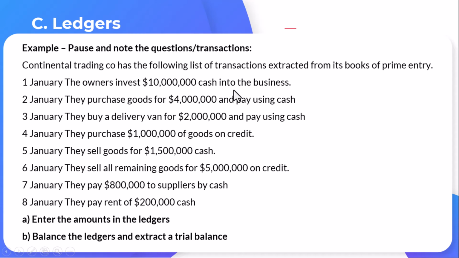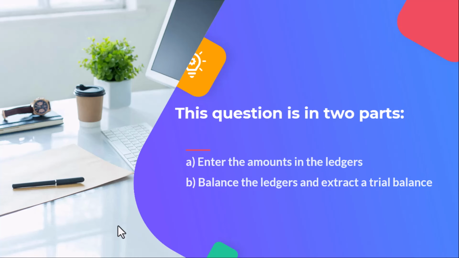Let's start with this example to understand how double entry is done. You can pause the video, read the content, and then we'll begin from there. I believe you've taken time to pause and you've read and are ready to do the question. The first part of the question asked us to enter the amounts in the ledgers, and the second part asked us to balance the ledgers and extract a trial balance.